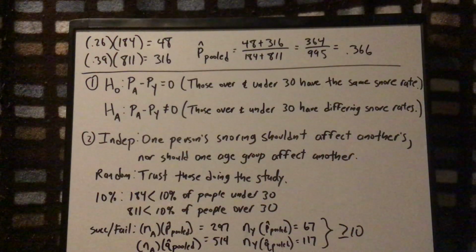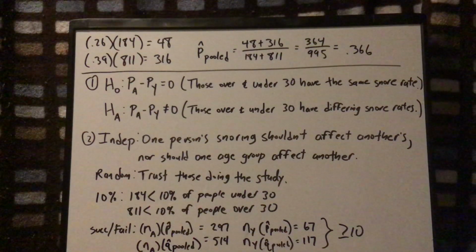And then the way I calculate the pooled number, I took the total number of snorers of each group, added them, got 364. Took the total number of people, got 995. So the general rate of snoring, assuming that there's no difference between the old and the young, the snore rate for everybody is 0.366 or 36.6%. So I'm going to use that later. So now I start running the test.